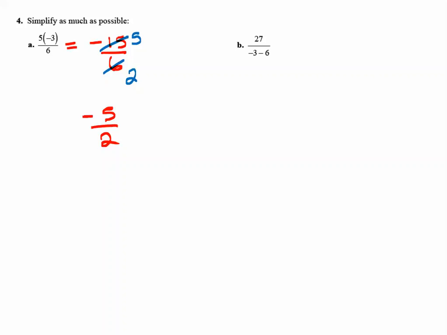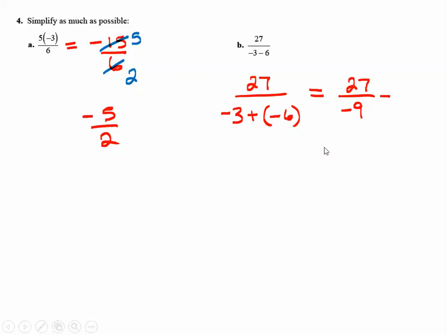For B, let me rewrite this problem as 27 on top and a negative 3 plus a negative 6 on the bottom. So just change the subtraction to addition. Took the 6, changed it into its opposite, which is a negative 6. Now let's see this here. So 27 on top. This is a negative and a negative. We're adding them up, so therefore this would be a negative 9. And how about a final answer of negative 3?